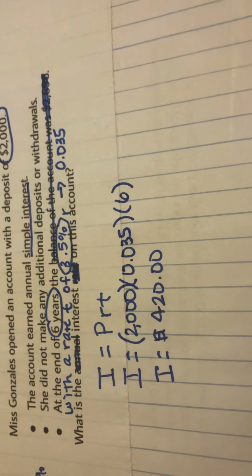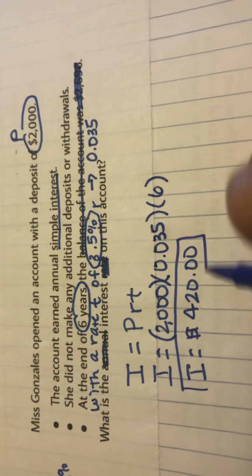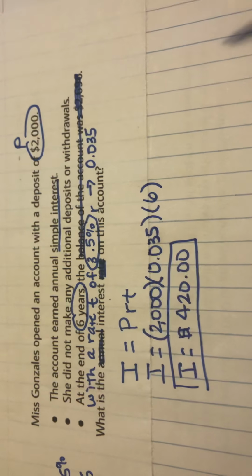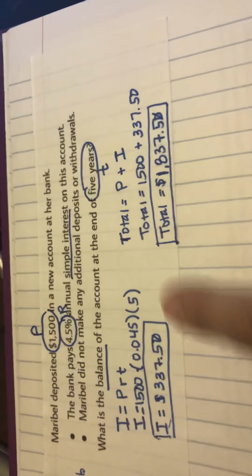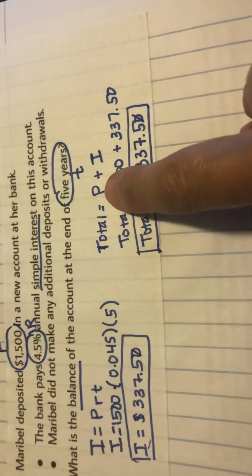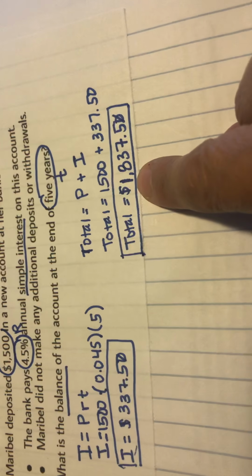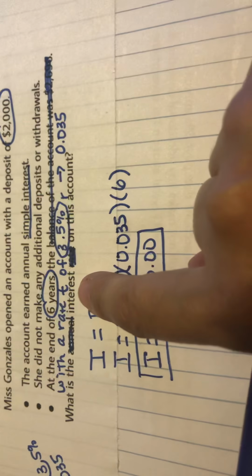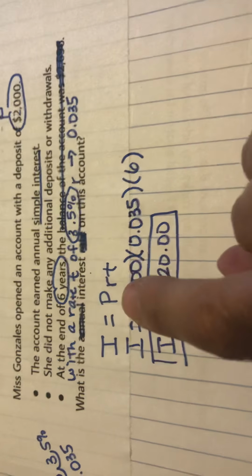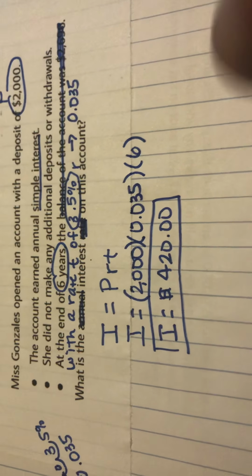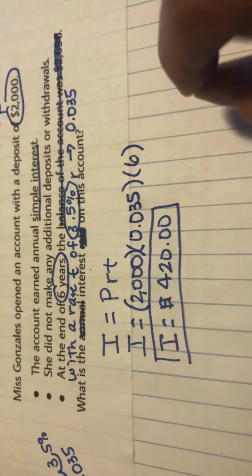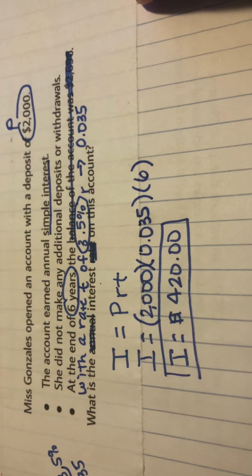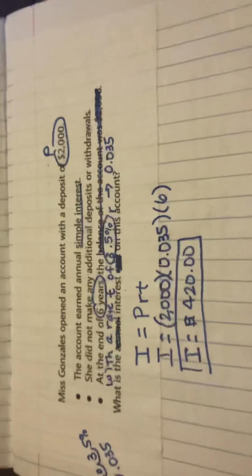$420. So this is your answer here, because all I wanted to know was what is the interest on this account. Up here, we wanted to know the total account balance. So remember, we had to go the extra step and add my principal and my interest together to get the total. Okay? Here on this one, all I wanted to practice was just finding the interest. So if you have to stop and pause this right now, stop and pause it so you can write down whatever notes that you can on this and take care of that.